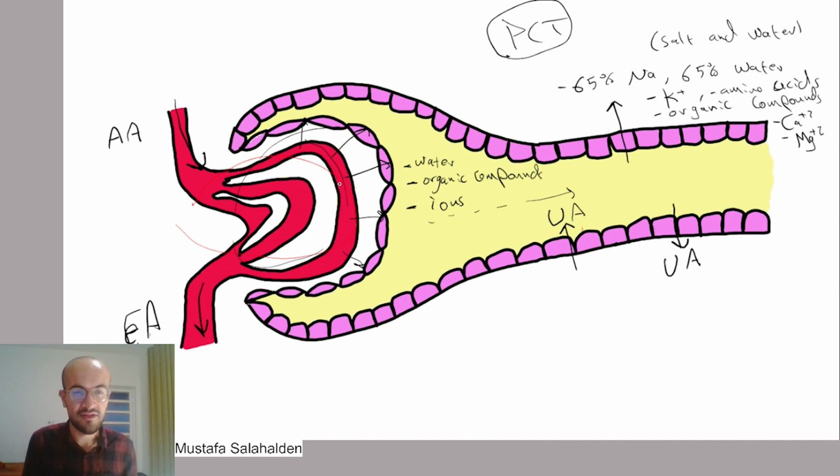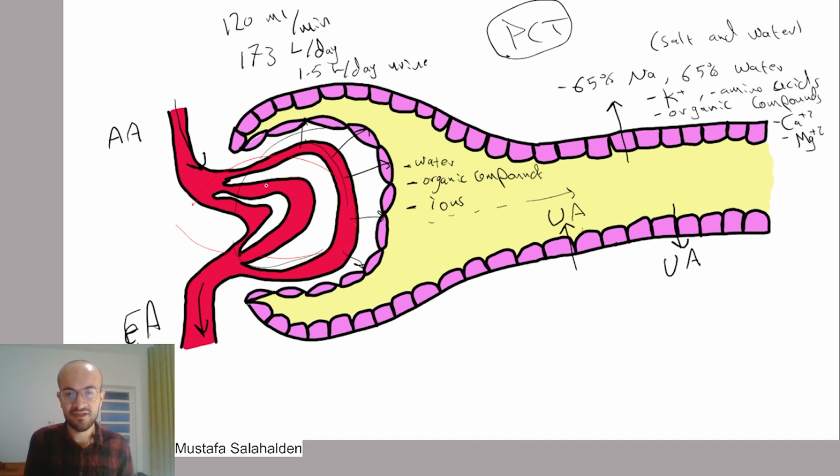The other fact that I forgot to mention is that the speed of filtration through the glomerulus into the bowman capsule is about 120 milliliters per minute. And if we make that number into days, not minutes, by multiplying the 120 by 60, then by 24, we get 173 liters per day. 99% of this number would be reabsorbed again, and that's why our urine volume would not exceed 1.5 liters per day.